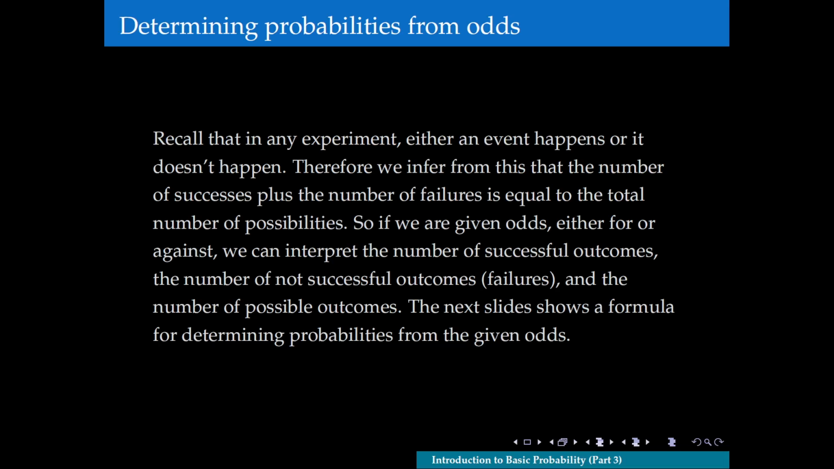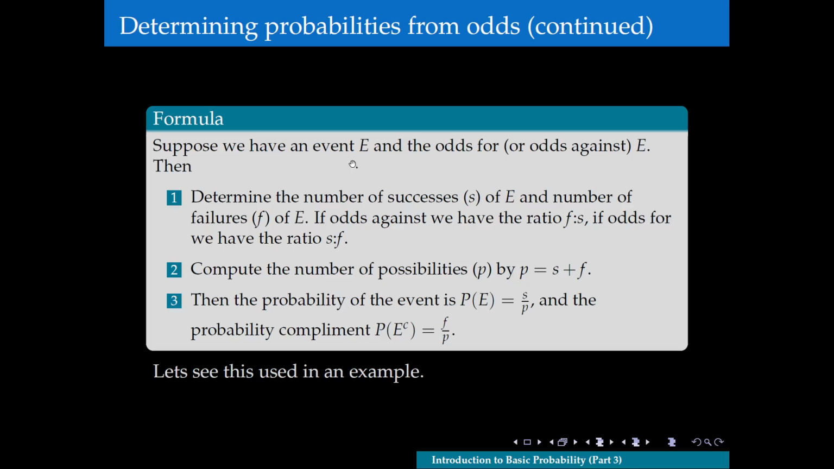Next slide is going to show a formula or a process for how to determine probability given odds. Suppose we have an event E, and we're given the odds for or the odds against E. Then, the first step is to determine the number of successes of E and the number of failures. For notational sake, we're going to call them successes S and the number of failures F.